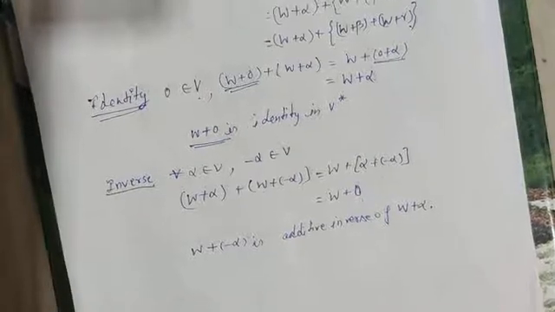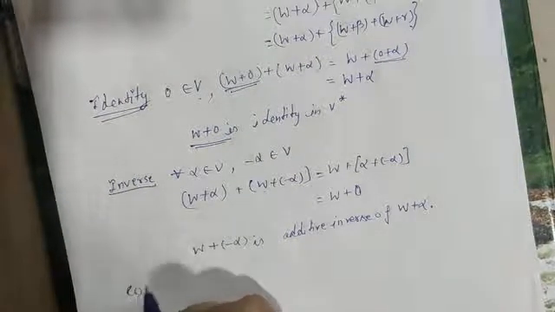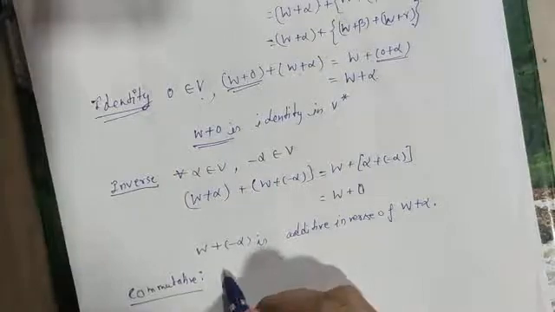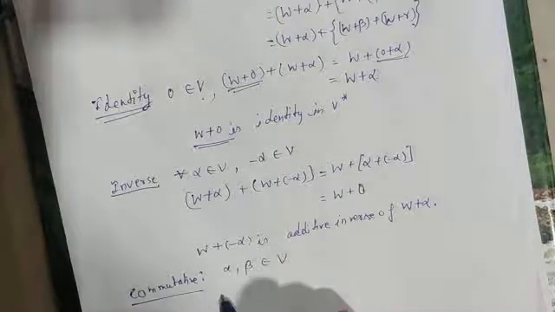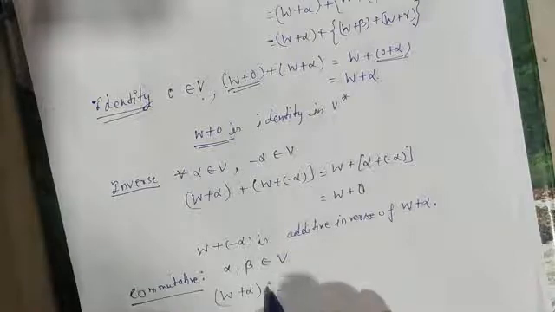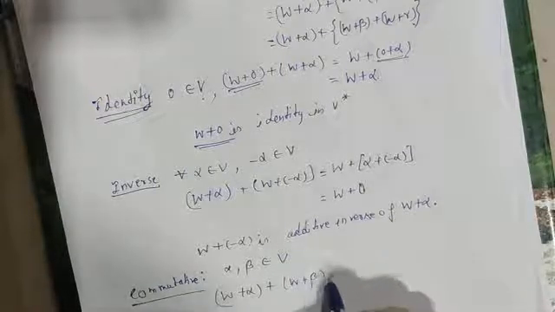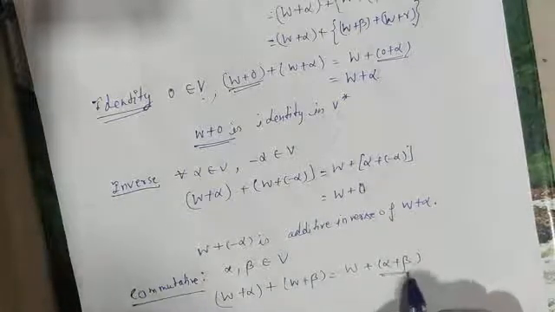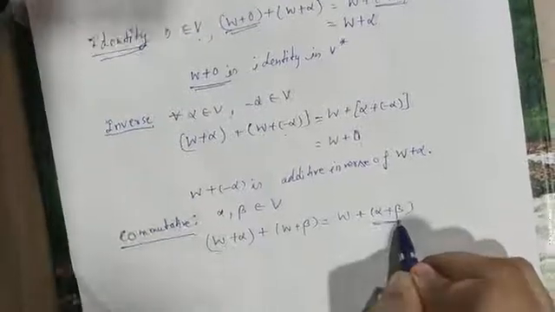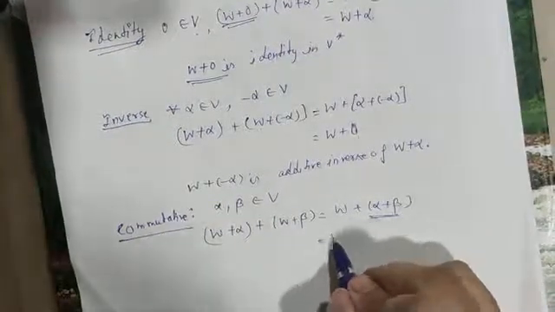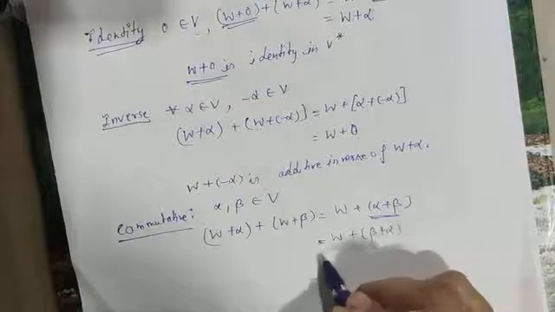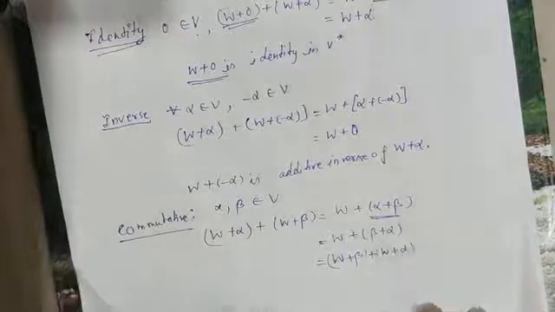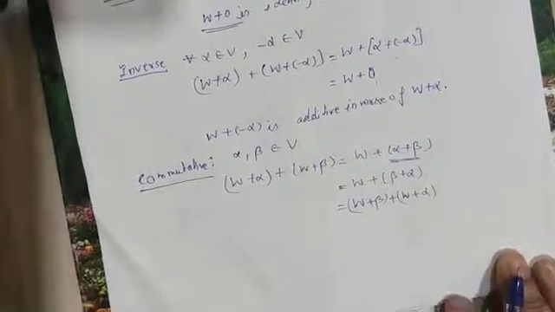Now commutative property. For alpha, beta belongs to V, we have W plus alpha plus W plus beta is equal to W plus alpha plus beta. Now since commutative law holds in the elements of V, we can write this as W plus beta plus alpha, and this is W plus beta plus W plus alpha. So commutative law also holds here.